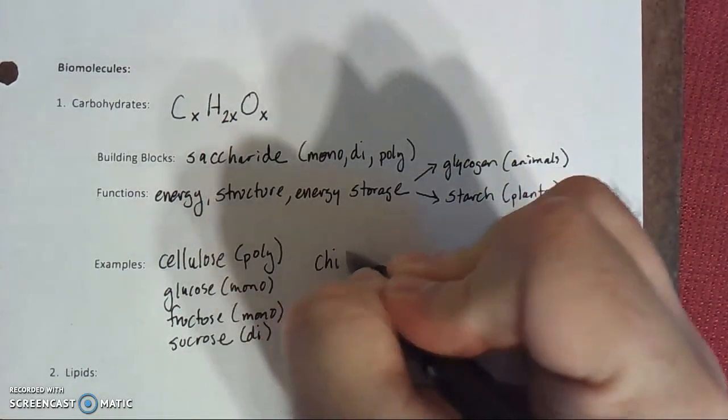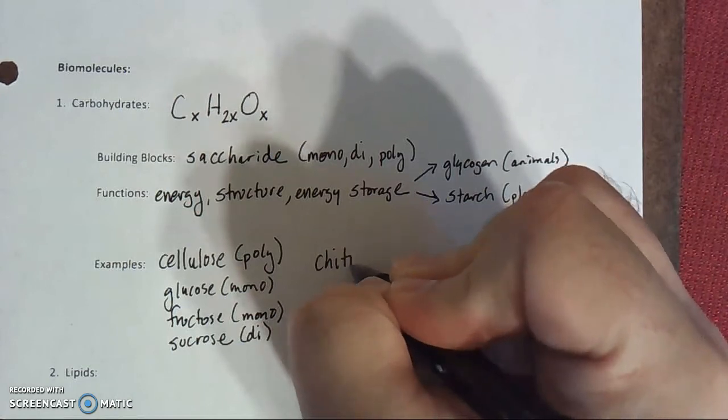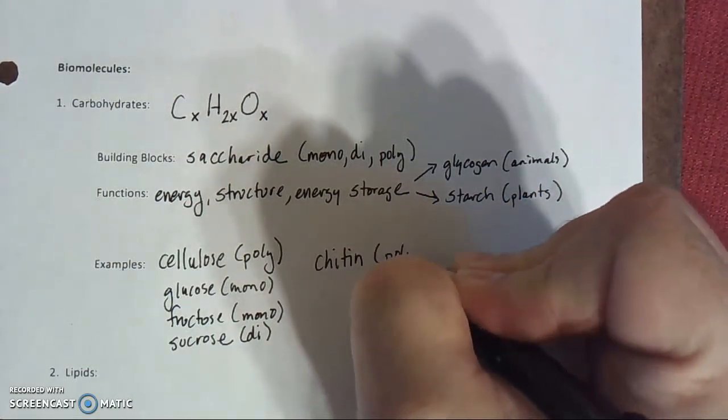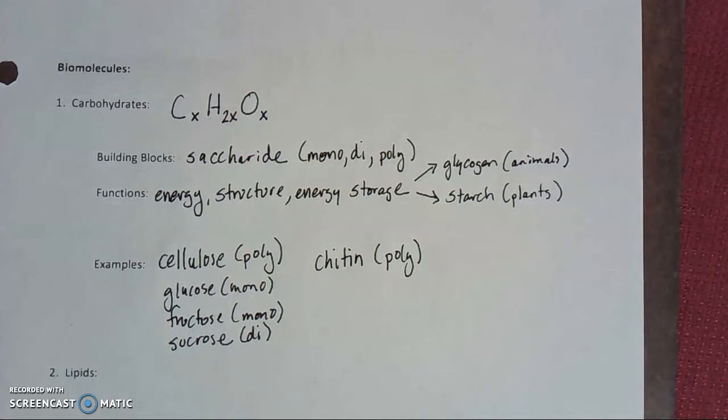Another one is called chitin. Chitin is a polysaccharide, and it makes up the exoskeletons of a lot of insects, echinoderms, arachnids. Our bodies can't digest that either. So if you go to eat lobster, you don't eat the shell. We can't digest that. It's pretty hard too. So that's, in a nutshell, carbohydrates. The big thing here: energy, structure, energy storage, saccharides.